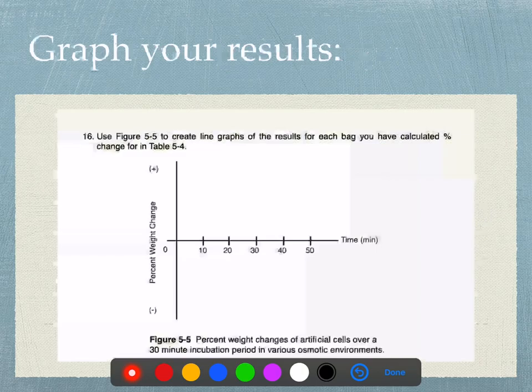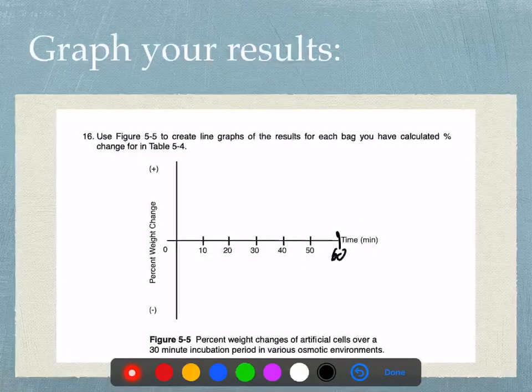So find this step or this figure 5-5 in your manual. You can add the missing 60-minute here if you want. And then you're going to have to use the appropriate scale here. Right? Fill that in.